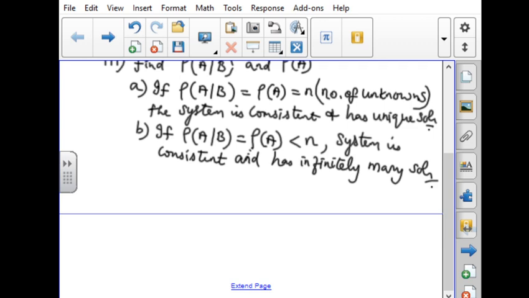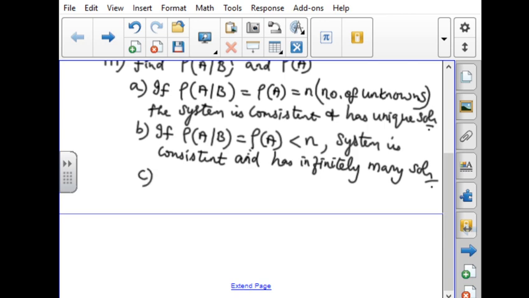Also, here less than n means the difference may be n minus k, where k is any parameter we can use, and then we can say that it is a one-parameter family or two-parameter family, because we will have three unknowns at the most. When k is 2, we can say that it has a two-parametric family. When k is 1, we can say that it has a one-parametric family.